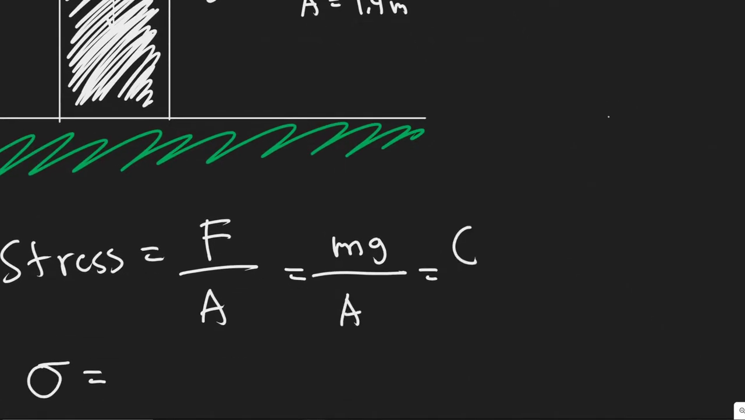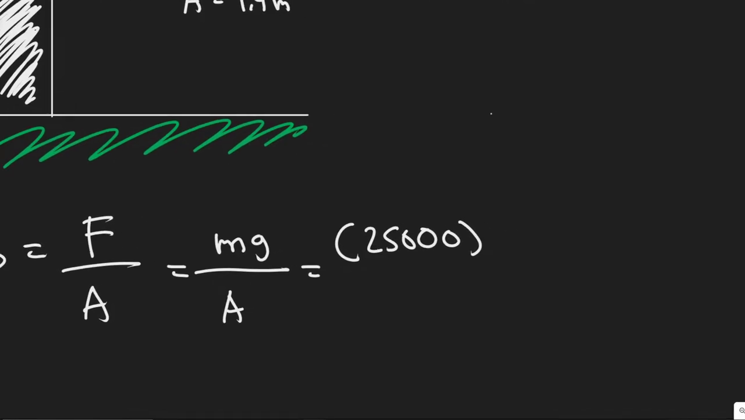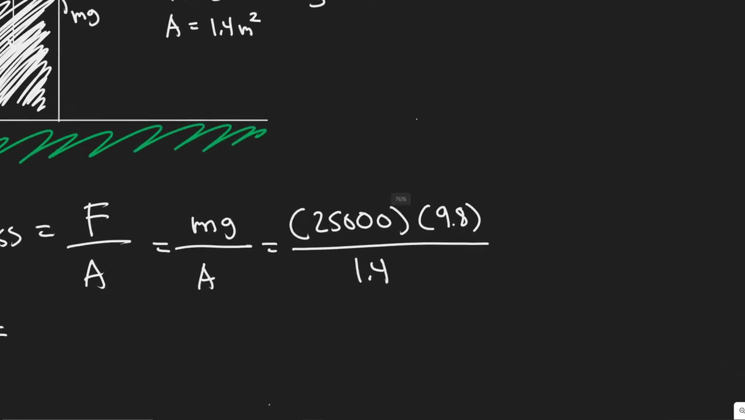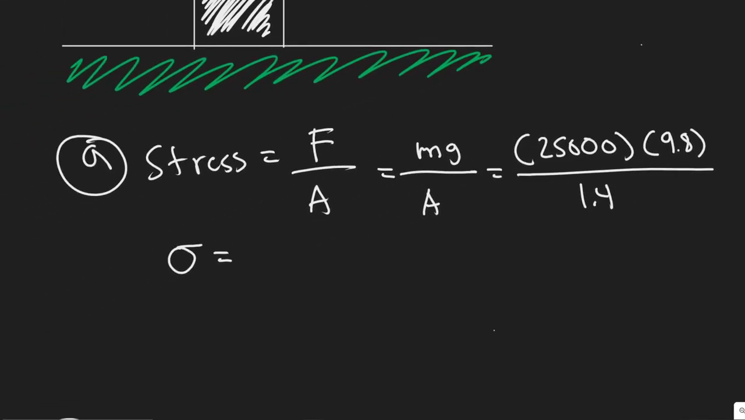So if we want to plug this in, we know the mass is 25,000 kilograms. G is acceleration due to gravity. It's a constant, 9.8 meters per second squared, because we're assuming we're on Earth here. And then just plug in the cross-sectional area. So if you go ahead and plug this in, 25,000 times 9.8 divided by 1.4, what you'll get is 175,000.